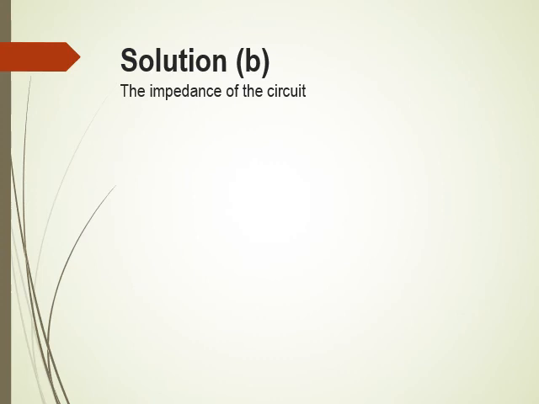Question B. Calculate the impedance of the circuit. Again, let's recall the characteristics at resonant frequency. At resonant frequency, impedance Z equals R. So given R equals 0.5 kilo ohm, therefore Z is also equal to 0.5 kilo ohm.